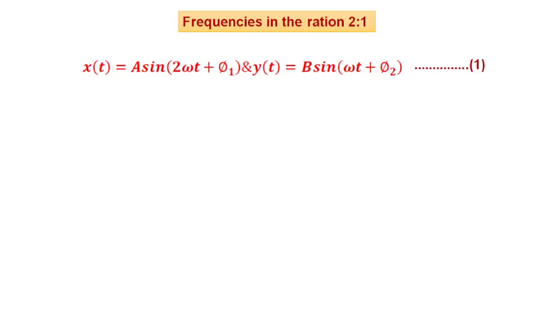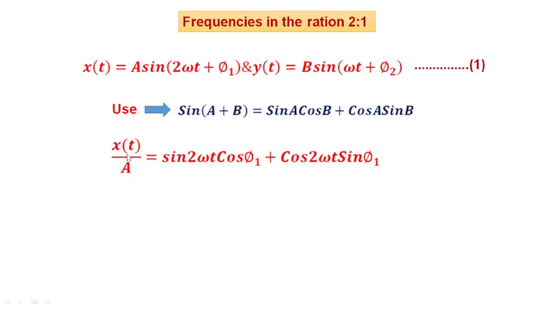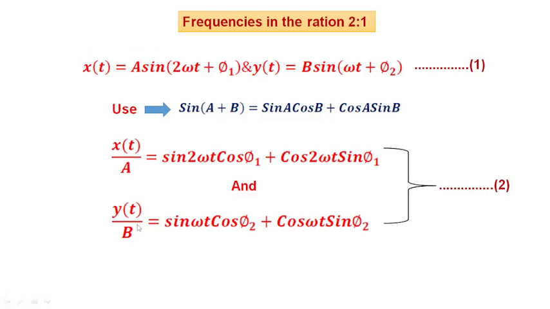Now the frequencies are in the ratio 2:1. X of t is equal to a sine of twice omega t plus phi 1 and y of t is equal to b sine of omega t plus phi 2. Suppose this is equation 1. Use the identity sine of a plus b is equal to sine a cos b plus cos a sine b. X of t divided by a is equal to sine of 2 omega t cos phi 1 plus cos of 2 omega t into sine phi 1, and y by b is equal to sine of omega t cos phi 2 plus cos of omega t into sine phi 2. This is equation 2.